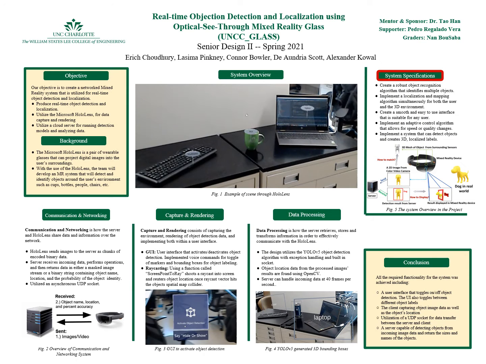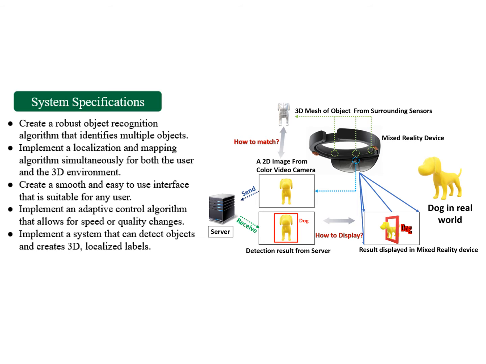System specifications. The specifications for our system are 1. Have an object recognition algorithm capable of detecting multiple objects. 2. Have a localization and mapping algorithm that locates and maps both the user and environment. 3. Have an easy-to-use user interface for the object detection. 4. Have a control algorithm capable of altering speed and quality. And 5. Have a system capable of detecting objects and labeling them within 3D space.